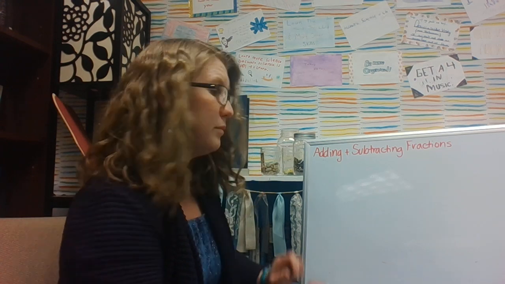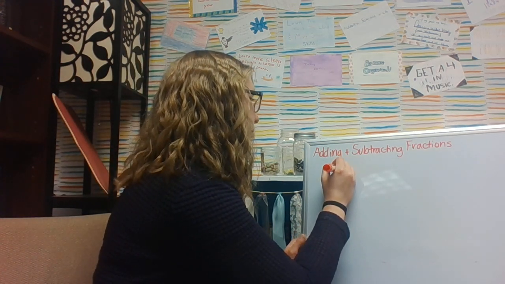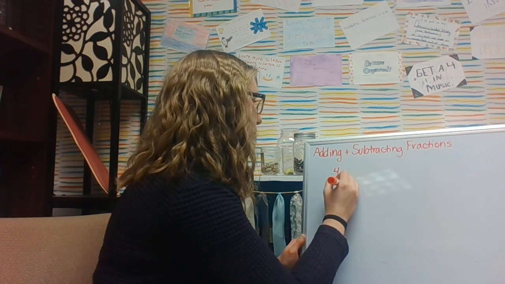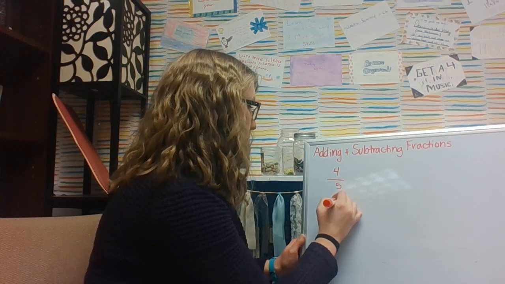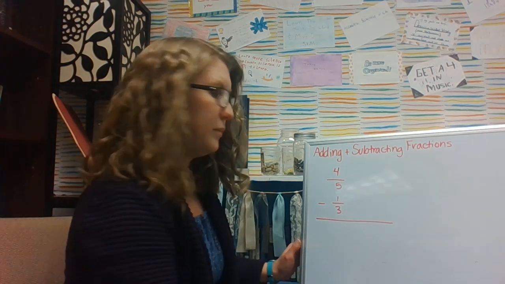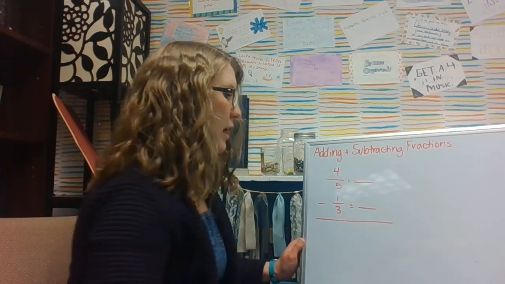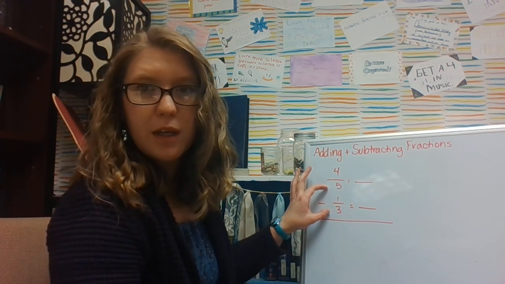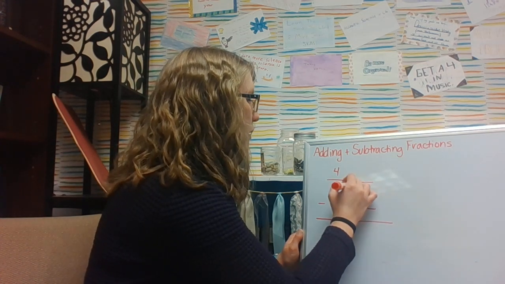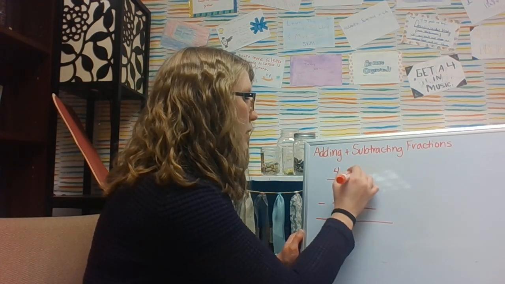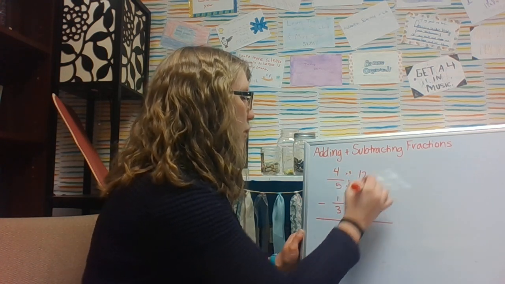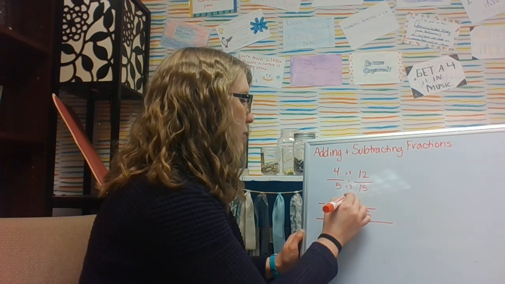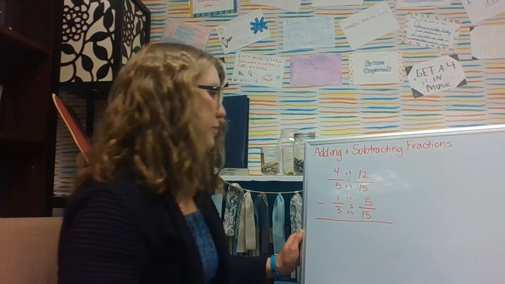If I were subtracting, let's do 4/5 minus 1/3. I'm going to go ahead and look at common denominators. So once again, it's actually easiest for me to do 5 times 3. So I'll do 15. In that case, I multiply this by 3, and I get 4 times 3 equals 12. Here, I have 3 times 5 to get to 15. 1 times 5 equals 5.